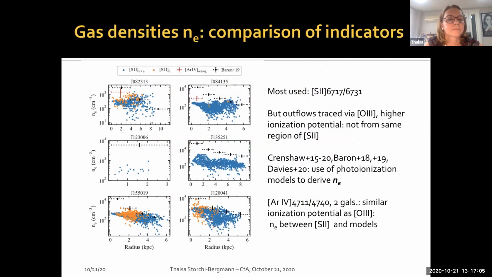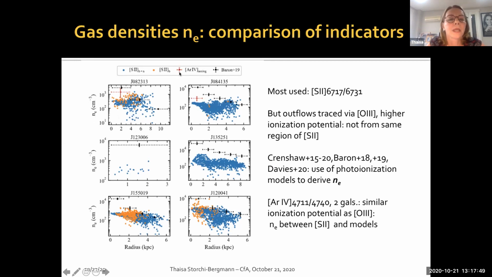One thing that we are trying to do is get a better constraint on the gas density. So this figure shows in blue the density derived from the sulfur doublet that is usually used. The blue is adding the broad and narrow components, because in the sulfur line it's sometimes not easy to separate the broad and narrow. And the orange is for the broad component only.